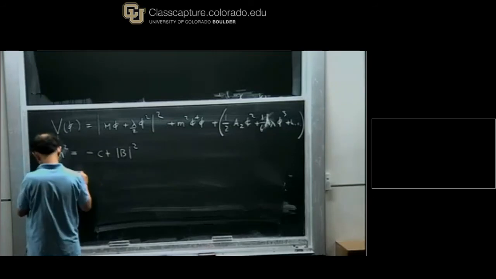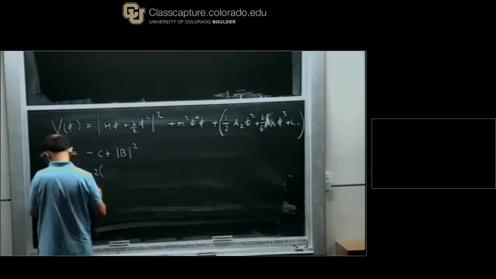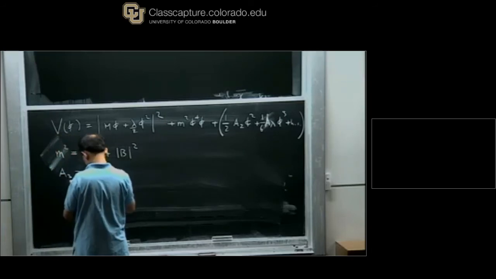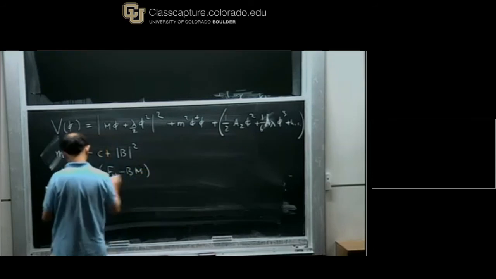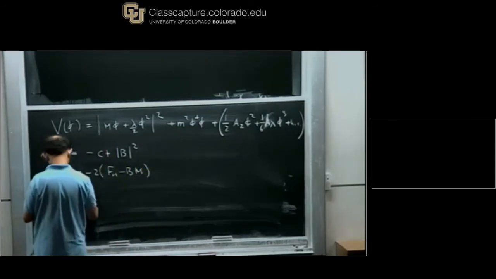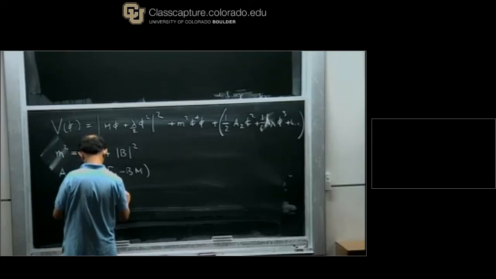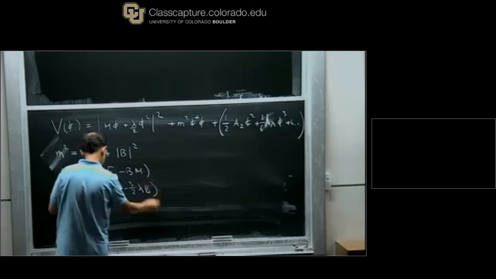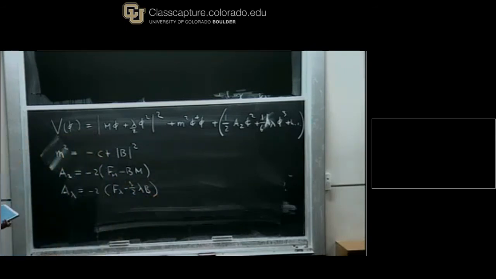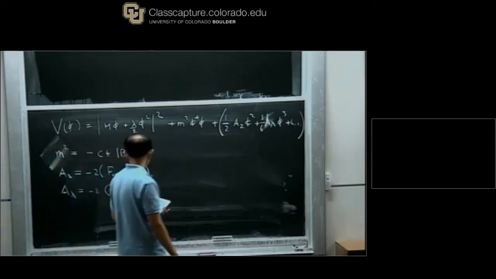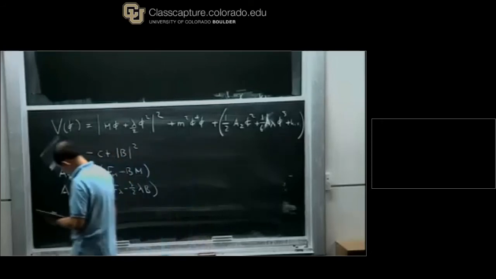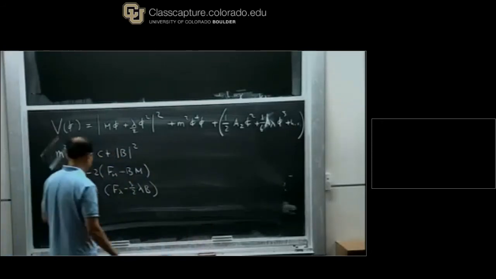The holomorphic quantities are E times M. So these all have names. These quantities all have names.